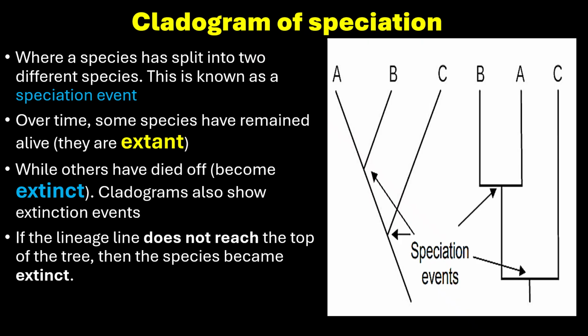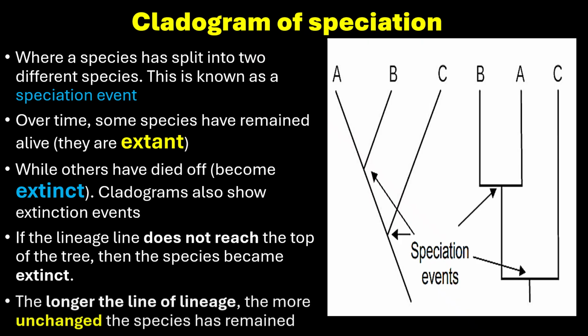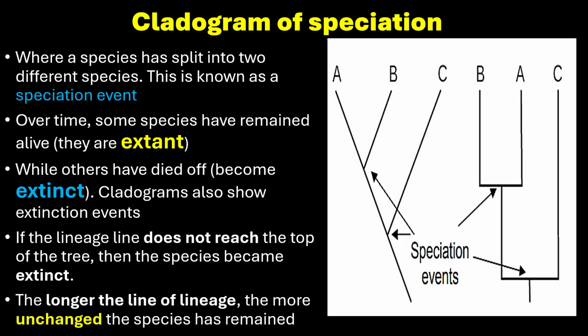If the lineage line does not reach the top of the tree, then the species has become extinct. So that is it here. You can see A, B, C, D, they all got to the top. The lines are long, they all reach the top. That means the species are alive. If it doesn't reach the top, that means they are extinct. The longer the line of lineage, the more unchanged the species has remained. So from here, you can see the line goes all the way up.